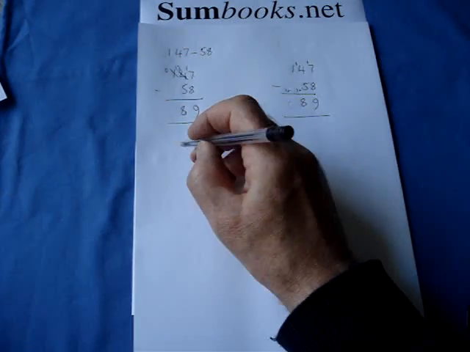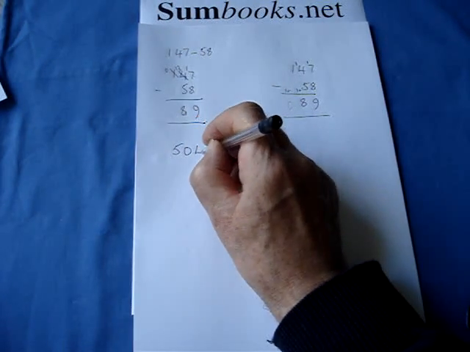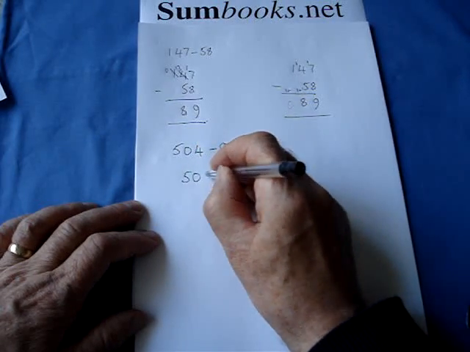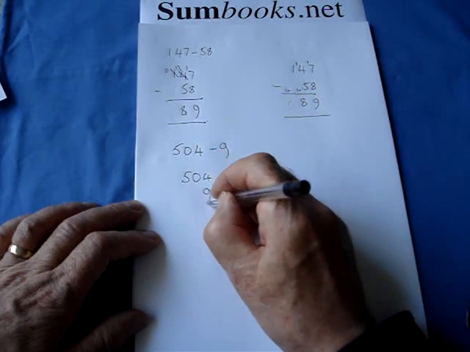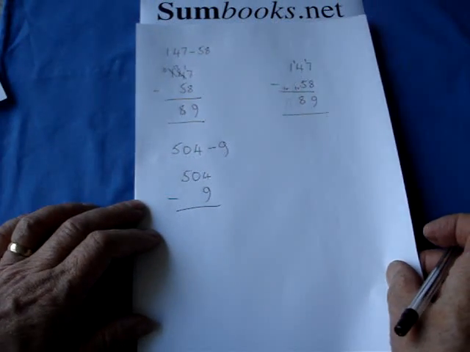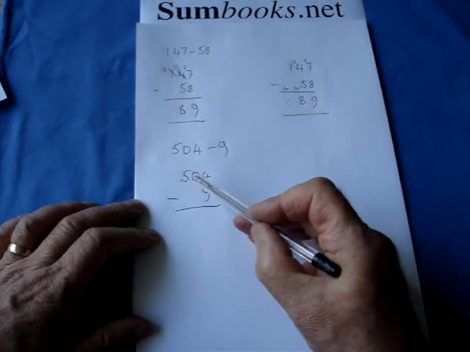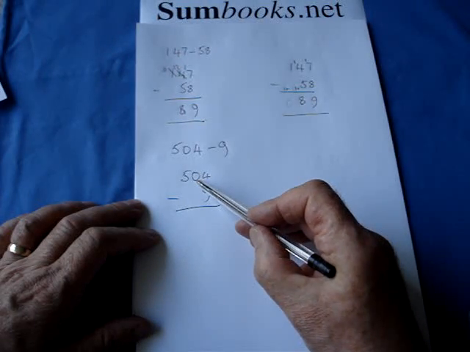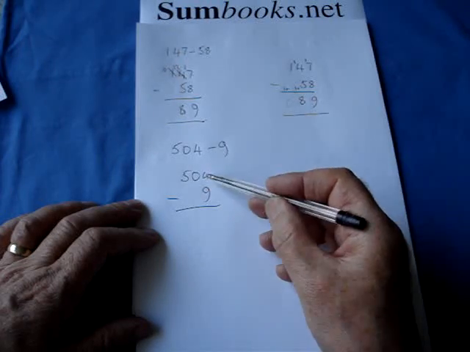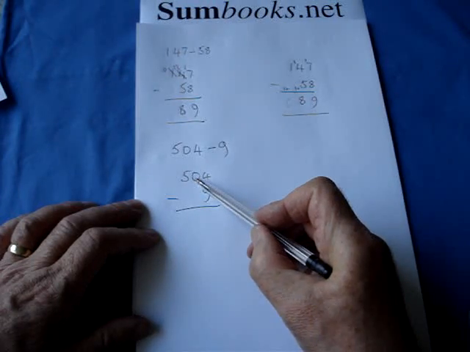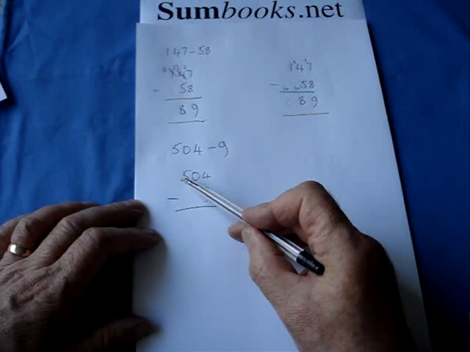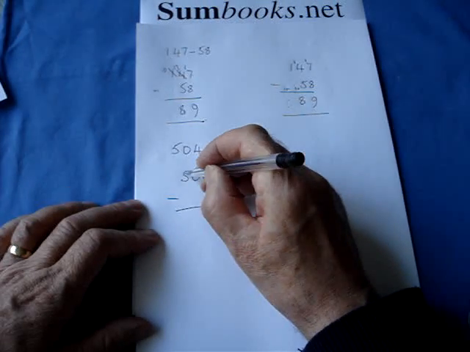And the last one is 504 minus 9. This can probably be done in your head, but I'm doing it to show you what happens when we can't borrow from here. We say 9 from 4, we can't, so we have to go over here to borrow. But we can't borrow from there because there's a 0. So we have to go over to the hundreds column and borrow from the hundreds column.